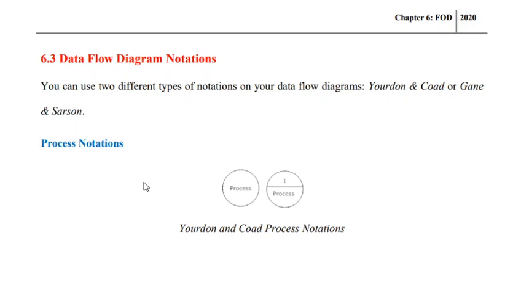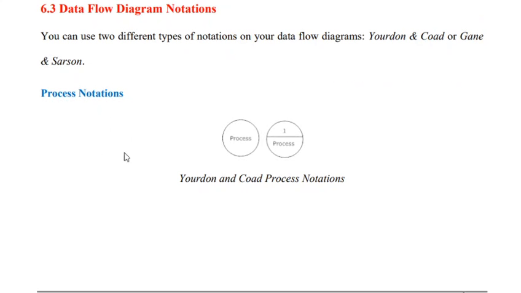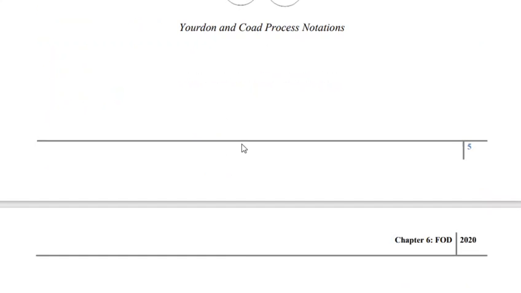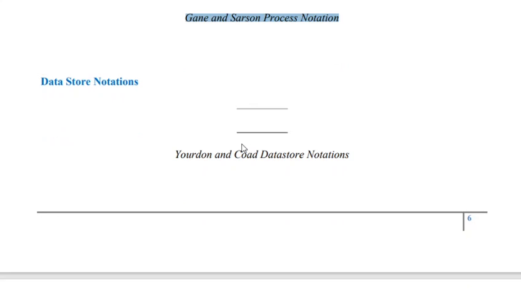Okay, so there are different notations proposed by different authors. We have the process notation proposed by Yourdon and Coad, right? So Yourdon and Coad proposed the process to look like this, represented with the help of an oval, where we have the process identifier and the process name. Likewise, we have the Gane and Sarson notation where it's represented with the help of a rounded rectangle, with an identifier and the name of the process. So we can use either notation, Yourdon and Coad or Gane and Sarson.